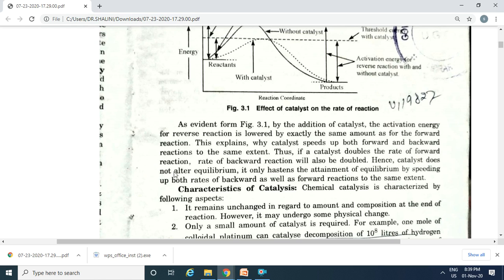Hence, the catalyst does not alter the equilibrium; it only hastens the attainment of equilibrium by speeding up both the backward as well as forward reactions to the same extent.